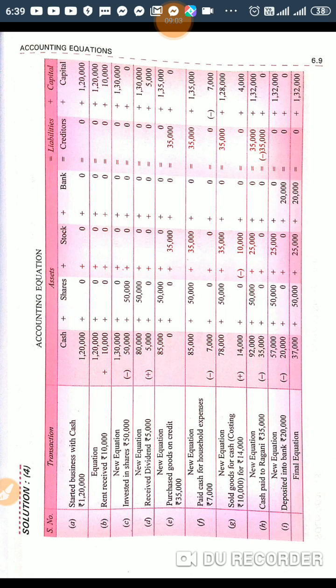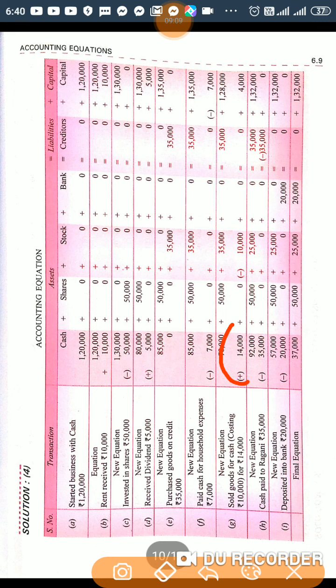Now next is sold goods for cash costing rupees 10,000 for 14,000. Now cash is increased by 14,000, so it should be added. Selling price is 14,000, so 14,000 will be added to the cash, and at the same time goods are decreasing, that is stock is decreasing by 10,000. You will decrease 10,000 because cost is given as 10,000, and at the same time you have a 4,000 rupees profit, which will be added to the capital, right?